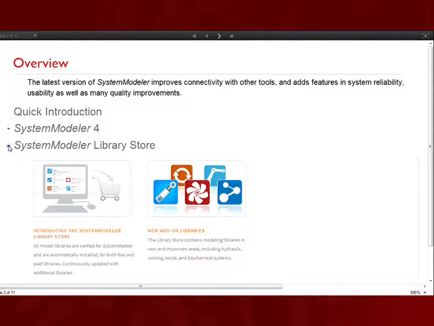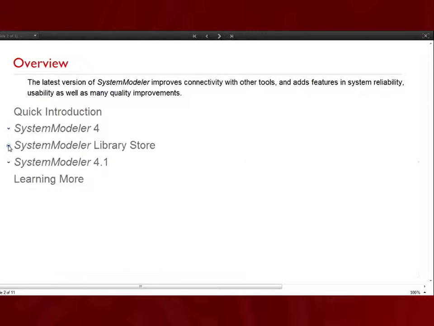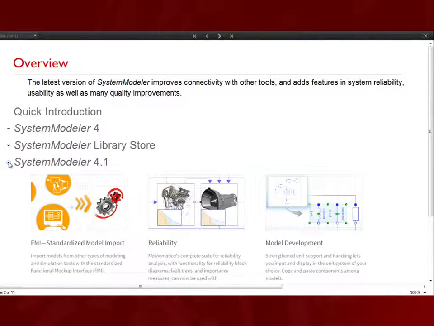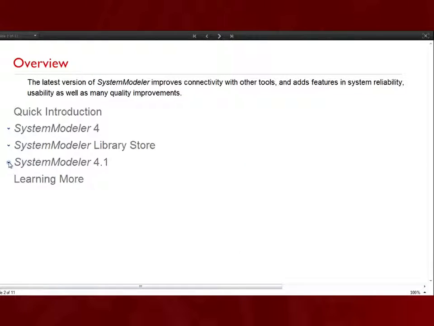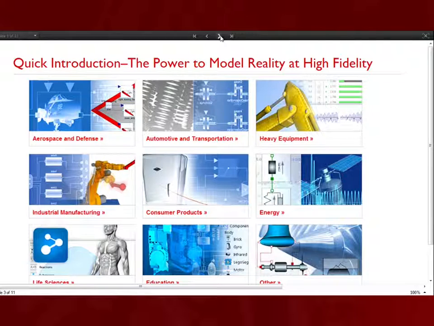During the year, we also introduced a library store where you can have additional functionality to add to SystemModeler. So I will present that briefly also. And then in, I think February, might be March, we had SystemModeler 4.1 released, which had a few extra functionality, including combining system reliability with the system simulation functionality that it already had. And at the end, I will show a little bit of how you can learn more.